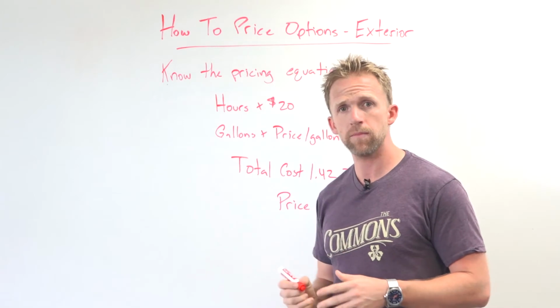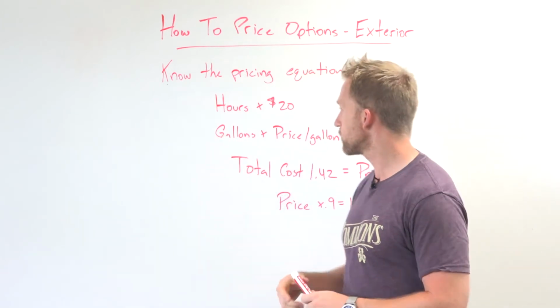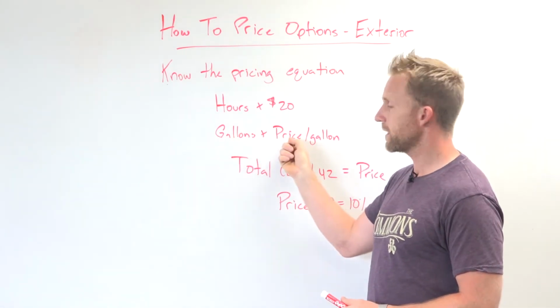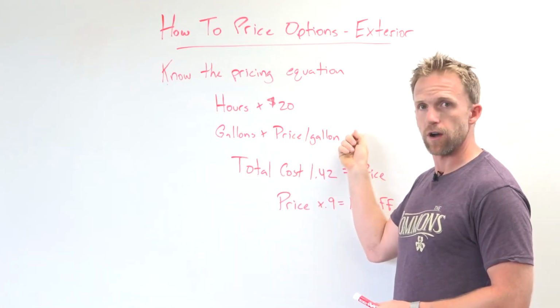If we're just doing trim and we said it's going to be 4 gallons for the trim, then those are the only gallons you would include. So you're going to determine how many gallons do I need for this option, and you're going to multiply that by the price per gallon. That's going to give you your material cost.